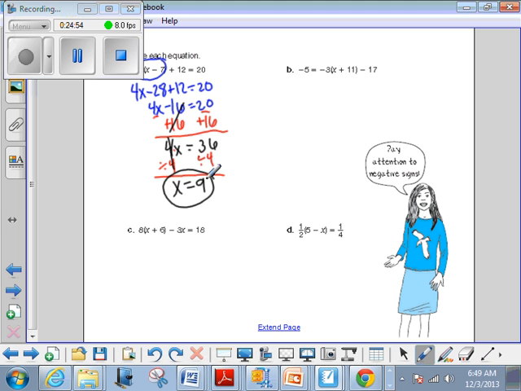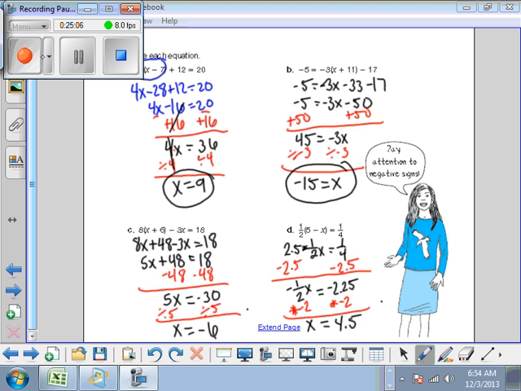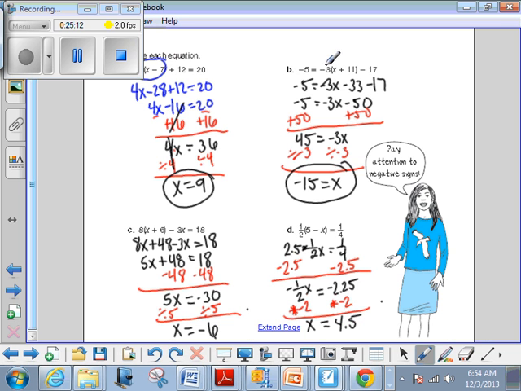Okay, so looking at these problems for B, you can see where I used the distributive property and then combined like terms. Then I could solve my two-step equation. I had to add 50 to both sides because the opposite of subtraction is addition, and then divide both sides by -3. And that's how a positive divided by a negative gave me -15, which was equal to x, because a negative divided by a negative is a positive.